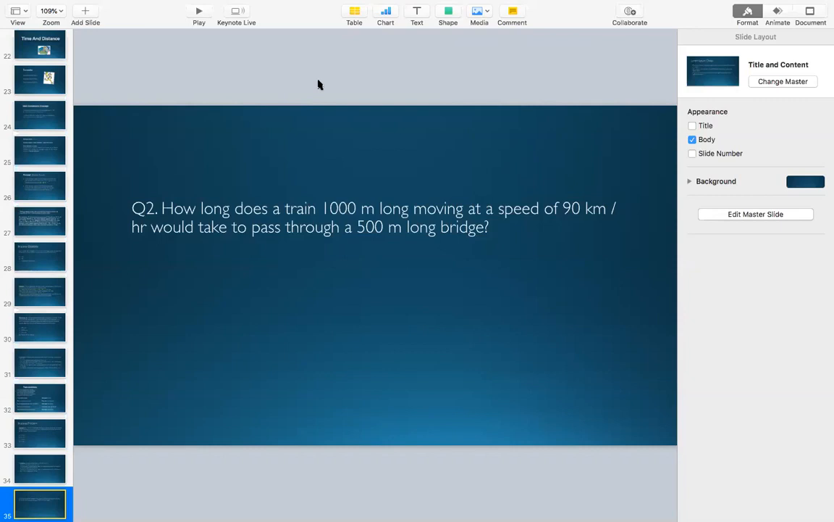And now since we have the length of the train and the length of the bridge, we need to consider both lengths. So the total distance will be 1500. And this 1500 will be divided by the speed, which is 25 meter per second. So 1500 meters divided by 25 meter per second. When you divide 1500 by 25, you get 60 there. And the unit will be second. Okay, so you have to be a little bit careful for this particular question. The answer will be 60 seconds.